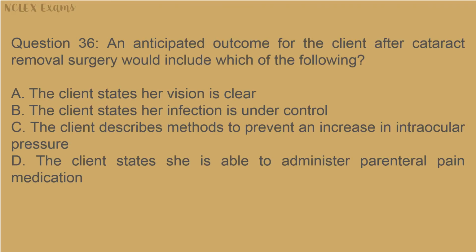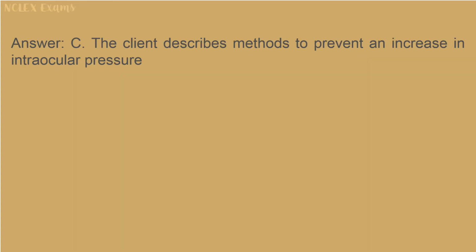Question 36. An anticipated outcome for the client after cataract removal surgery would include which of the following? A. The client states her vision is clear. B. The client states her infection is under control. C. The client describes methods to prevent an increase in intraocular pressure. D. The client states she is able to administer parenteral pain medication. Answer: C. The client describes methods to prevent an increase in intraocular pressure.